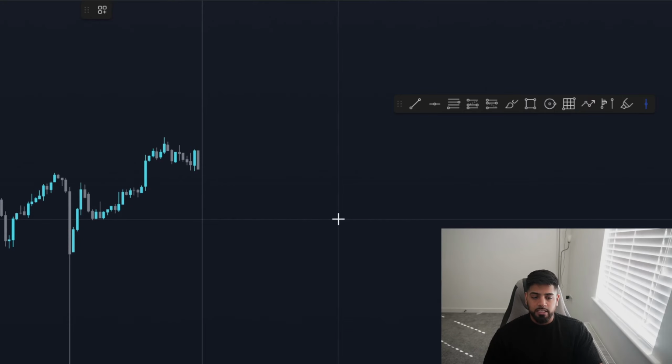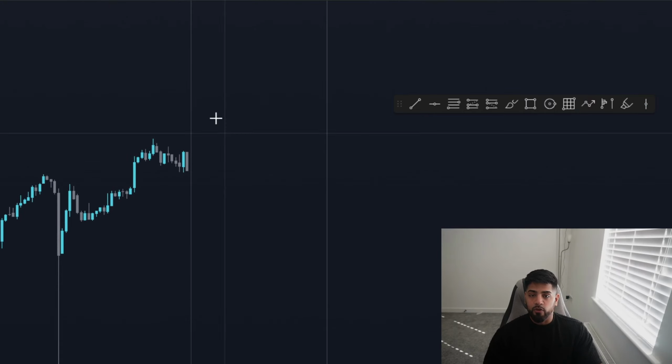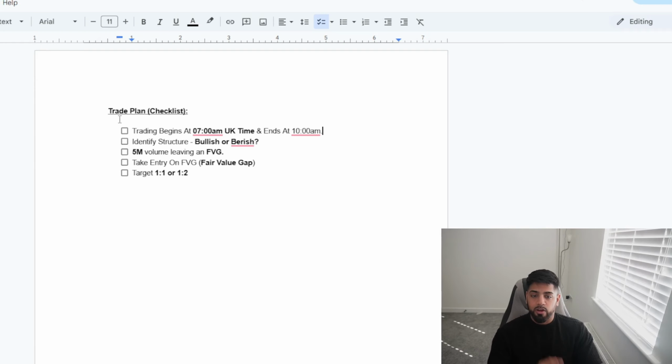And the next one we're going to place right here at 10 a.m. So now we've got our trading window, and this is the time that we're going to be looking for a setup. So we come over to our checklist and we tick off the first one, which is to identify our trading window. Next, we move on to identifying structure.